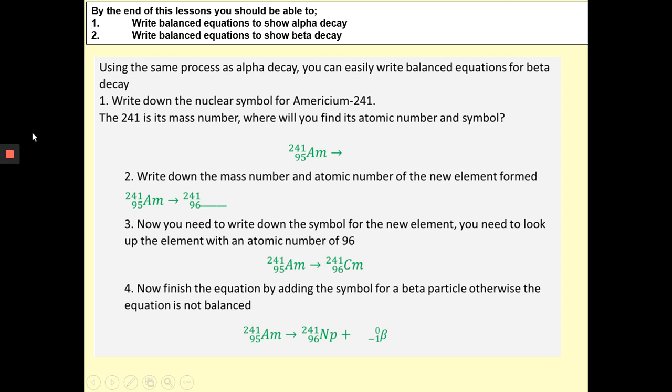Using the same process as alpha decay, you can learn very easily how to write balanced equations for beta. So same thing, we're going to start with Americium-241. So we've written down its mass number, its proton number, its nuclear symbol. Now this time it's beta decay, so the mass number stays the same, and the proton number goes up by 1, so it's now 96. Using my periodic table, I go and find the element with the atomic number of 96, and I write it down. So we've got the Cm here. And we finish off our equation with that beta particle to make sure it's balanced.